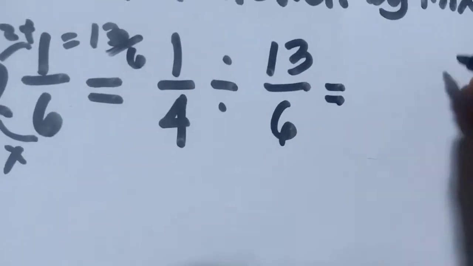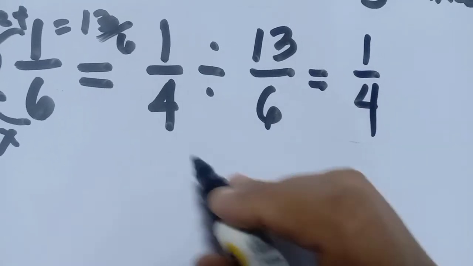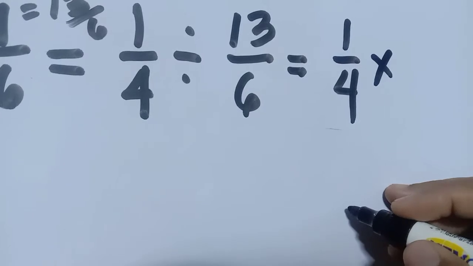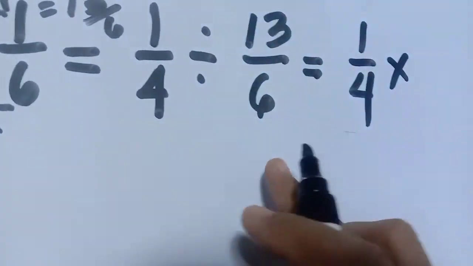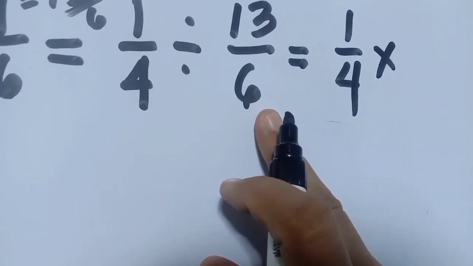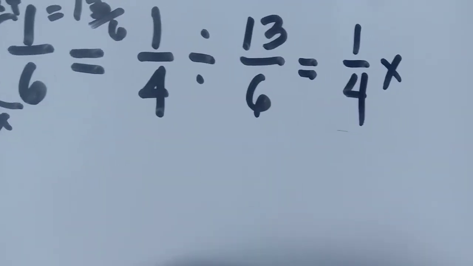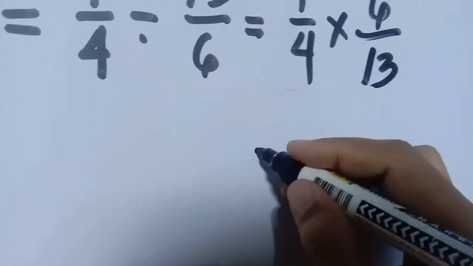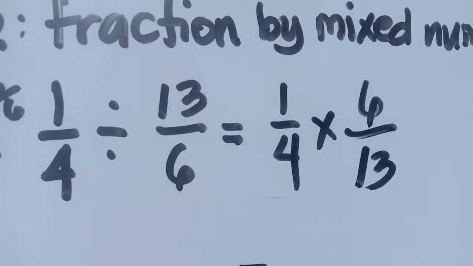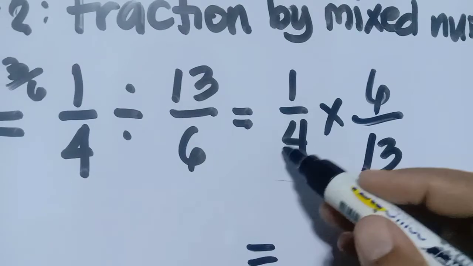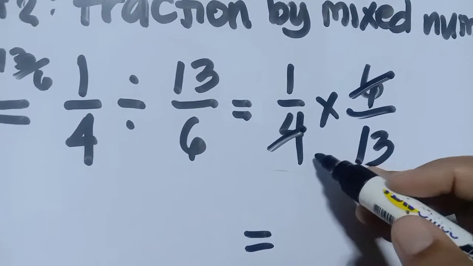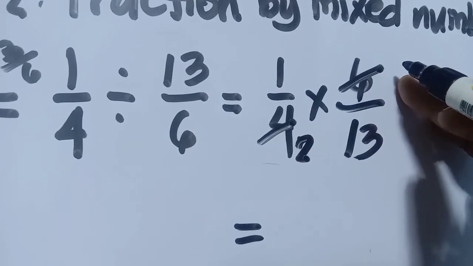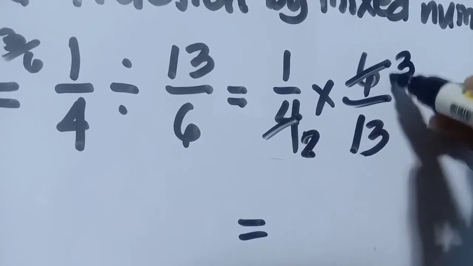Now, we have 1/4, write natin, then change division sign to multiplication sign, times, get the reciprocal of 13 over 6, or we have to flip the second fraction. We have now 6 over 13. Next, okay, pwede tayo mag-cancel dito. We have 4 and 6 divided by 2. Okay, 4 divided by 2 is 2. 6 divided by 2 is 3.